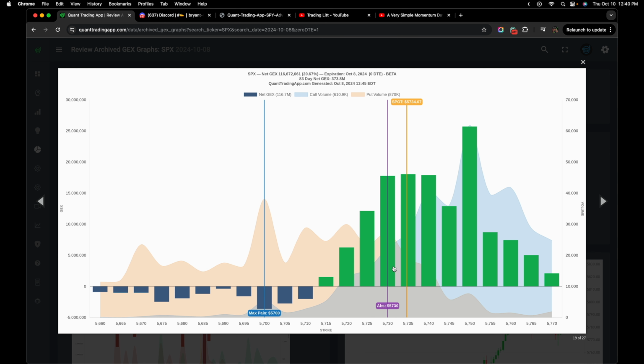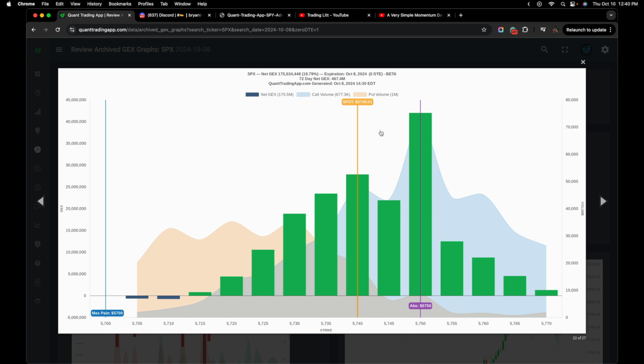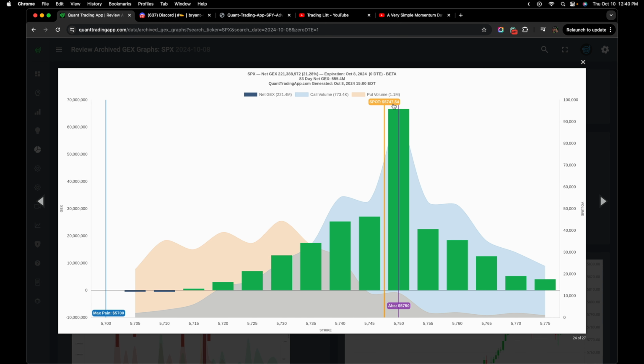We can see that it's holding 730. It bounced off of 730. It's at 735. This is now 2 p.m. Eastern time, so still a couple hours left in the day. It's pushing, it's rallying: 740, 743, 747.